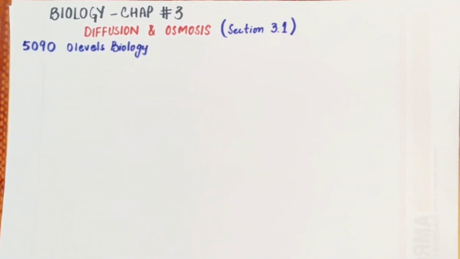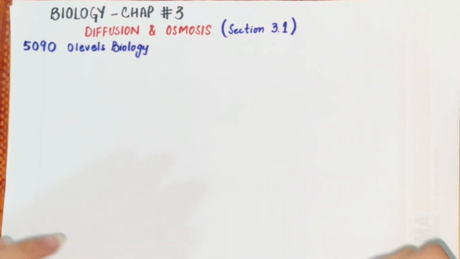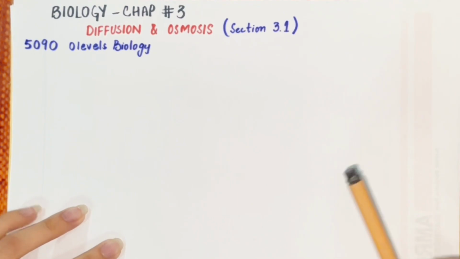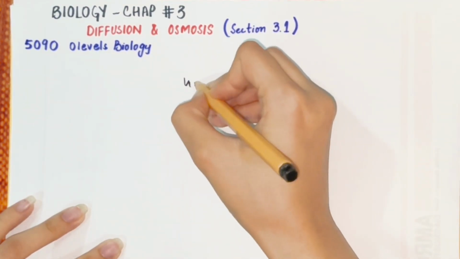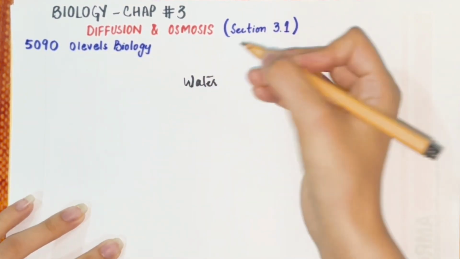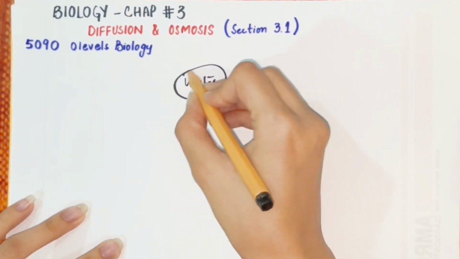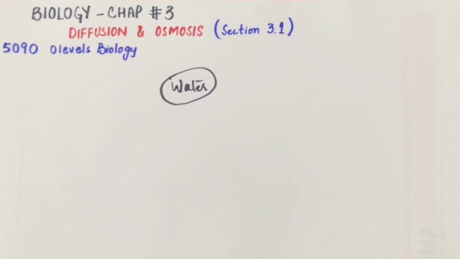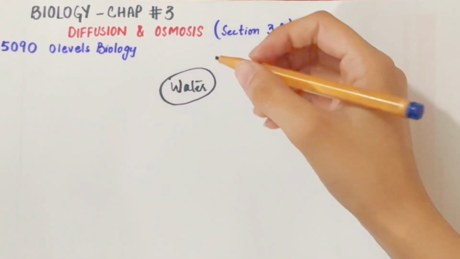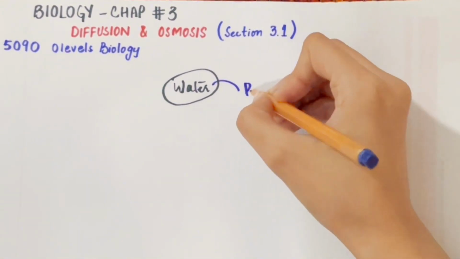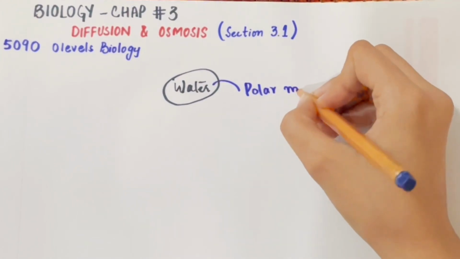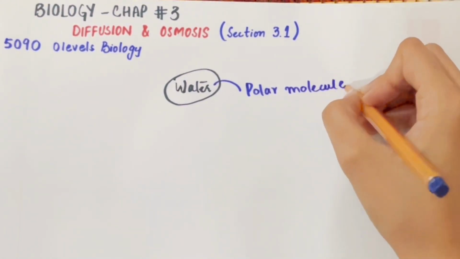Let's start with the basics: where does the chapter name, transport, basically begin from? The basis of the word transport comes from water or any liquid molecule, since without the liquid molecule, transport cannot take place. And we say for that that water is a polar molecule. Now, what is meant by the term polar?